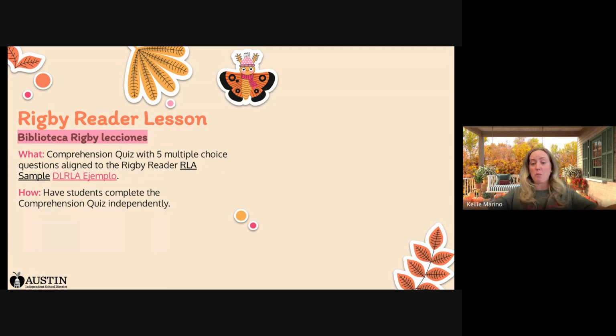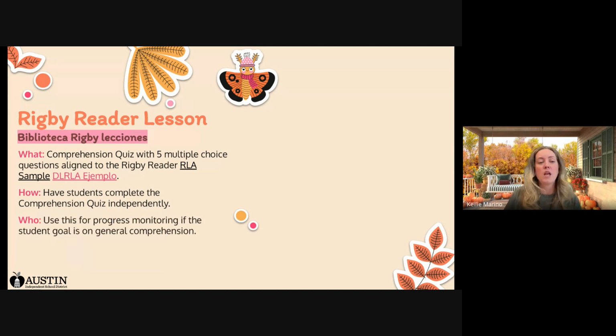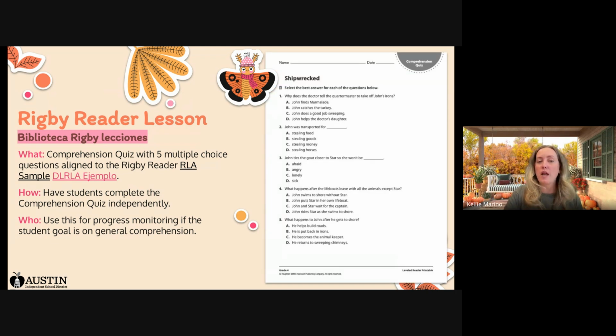Personally, I would have them complete it in small group because I want to see if they are tracking back into the text and using their strategies that we've been practicing during the week. And I would use this for progress monitoring if the student goal is more in that general comprehension route. And this is what they look like right here.